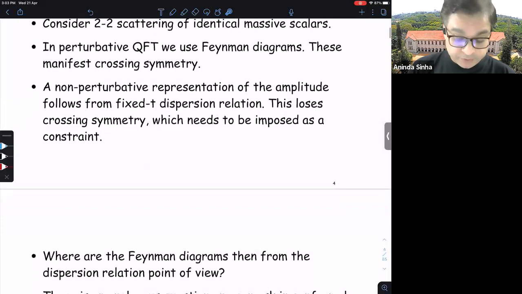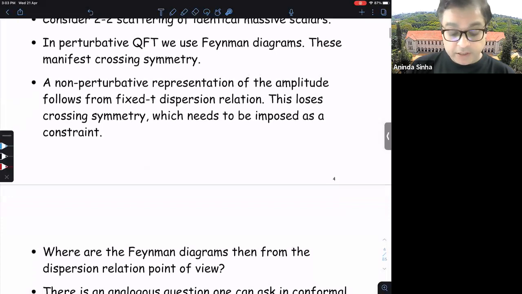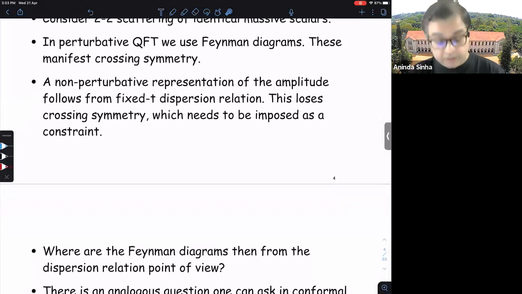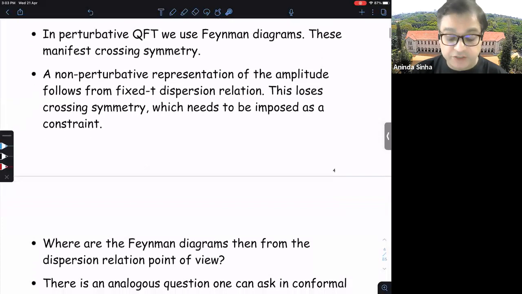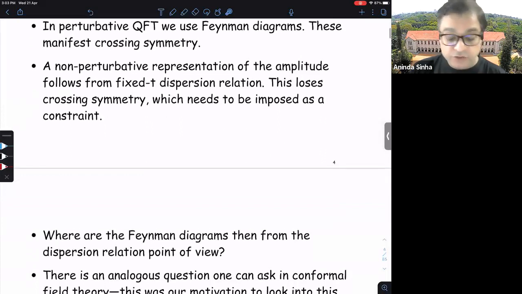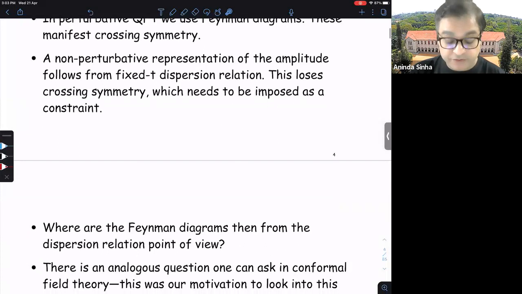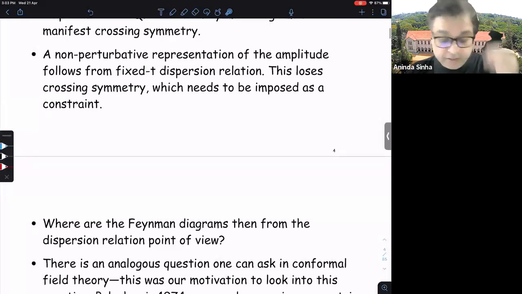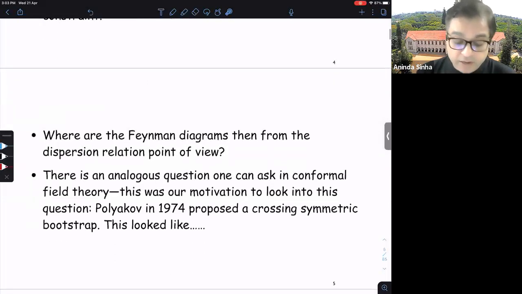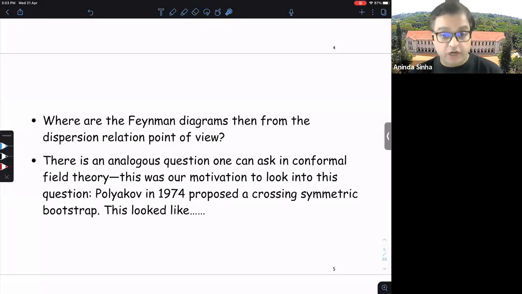A non-perturbative representation of the amplitude usually, not generally, but usually, follows from what are called fixed t dispersion relations. I will give a background on these dispersion relations in a bit. But once you fix one of these Mandelstam variables, you lose manifest crossing symmetry, and then you need to impose it as a constraint. So then the question becomes, where are the Feynman diagrams from this dispersion relation point of view?